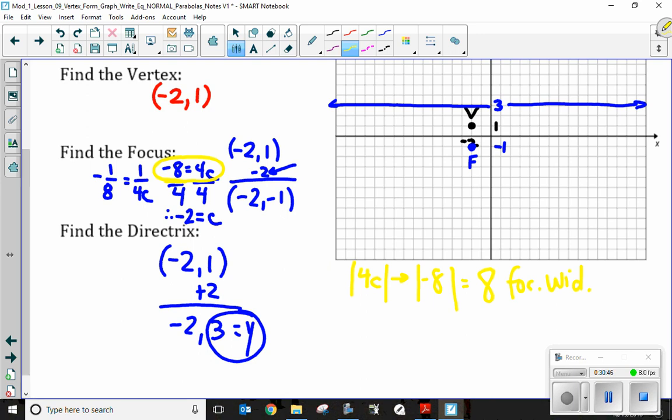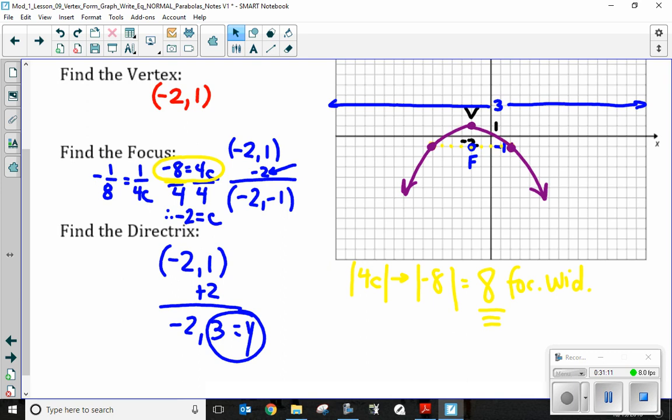So the focus is right here. I go 1, 2, 3, 4, right there. And then I go to the left, 1, 2, 3, 4. Those two bigger yellow dots here are 8 apart. So my parabola starts at the vertex. It will go through this on the left, and it will go through this on the right. There you go. Perfect.